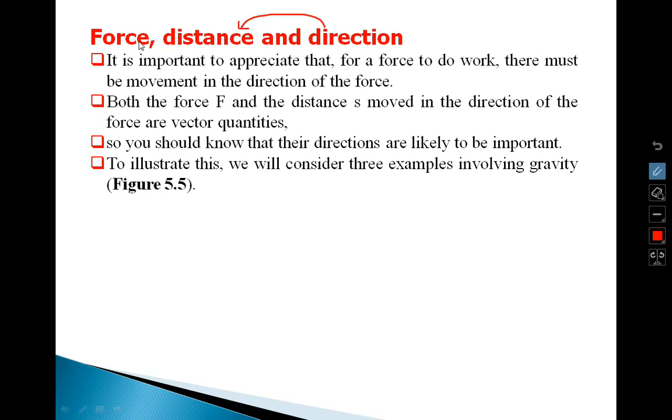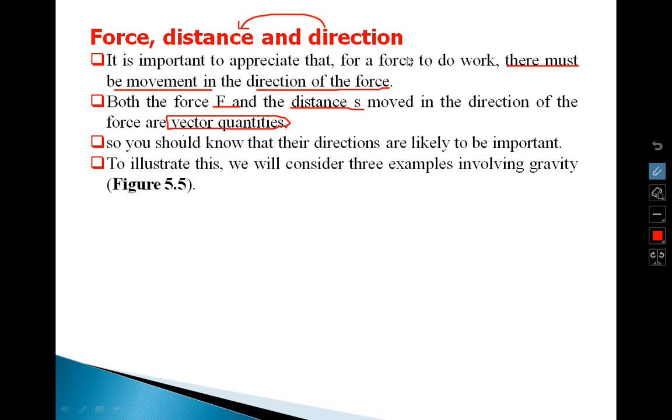For force, distance, and direction, it's important to appreciate that for any force to do work, there must be movement in the direction of the force. So the first thing to keep in mind is that there must be a movement in the direction of the force. Second, the force F and the distance S moved in the direction of the force are vector quantities. You need to keep this in mind also.